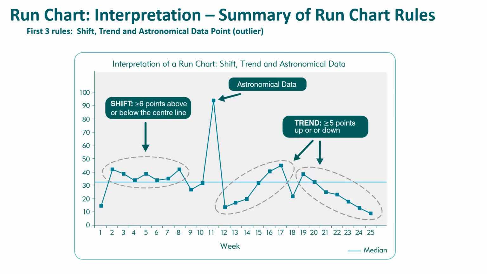This is a summary of the first 3 run chart rules. So a shift is 6 or more data points above or below the center line, an astronomical data point or an outlier, and a trend, which is 5 or more data points either going up or going down.